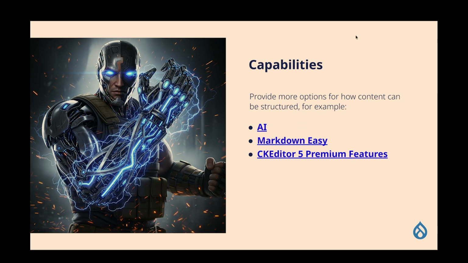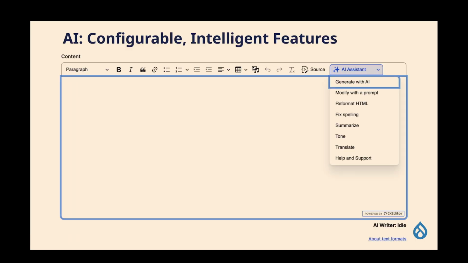All right, and it wouldn't be a presentation in 2026 if we didn't mention AI at some point. So AI is one of the many capabilities that you can add to that editor experience using things like Drupal modules. Markdown Easy is a module that will provide another editor, again, specifically designed for allowing Markdown, as well as different rendering strategies. And then CKEditor 5 premium features. We already talked about this a little bit. We'll show it very briefly to show some of the capabilities.